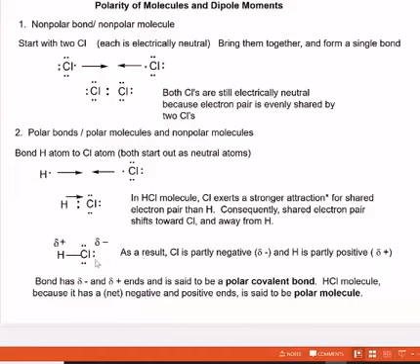Well, here we say the sharing of the electron pair is uneven. The chlorine has a greater share of the electron pair than the hydrogen. As a result, this covalent bond has a negative end at the chlorine and a positive end at the hydrogen. We refer to that as a polar covalent bond. Moreover, the molecule HCl itself, one end is negative, the other end positive. We say that the molecule as a whole is a polar molecule.